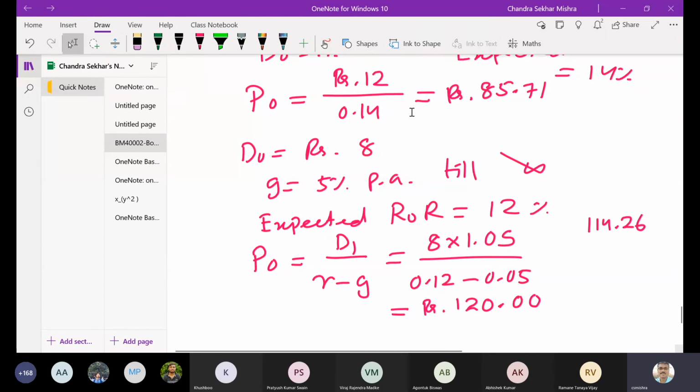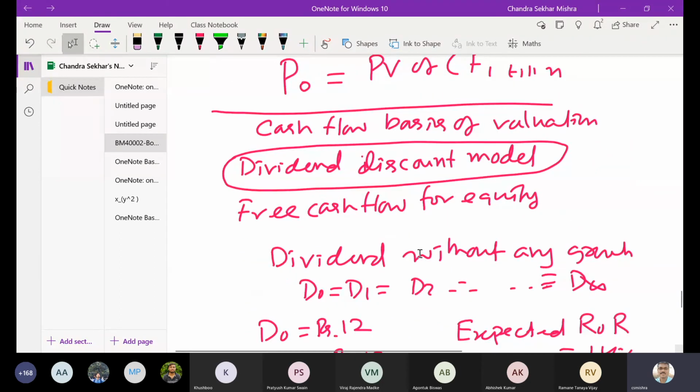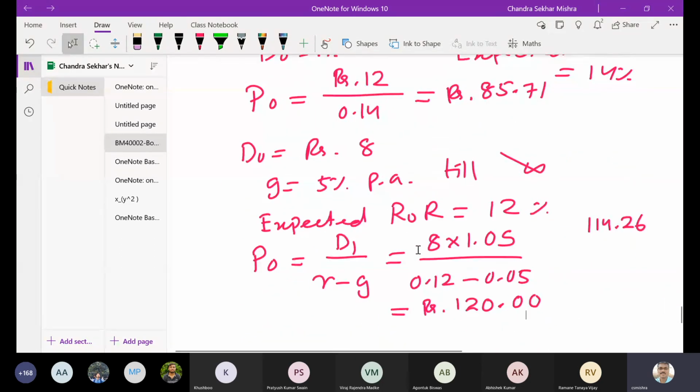In free cash flow also we do the same thing. We estimate the free cash flow and then we estimate the R, we estimate the G, and accordingly use that. So you can replace dividend with free cash flow to equity. What is free cash flow to equity? I'll not discuss at this point of time, but the framework is the same.